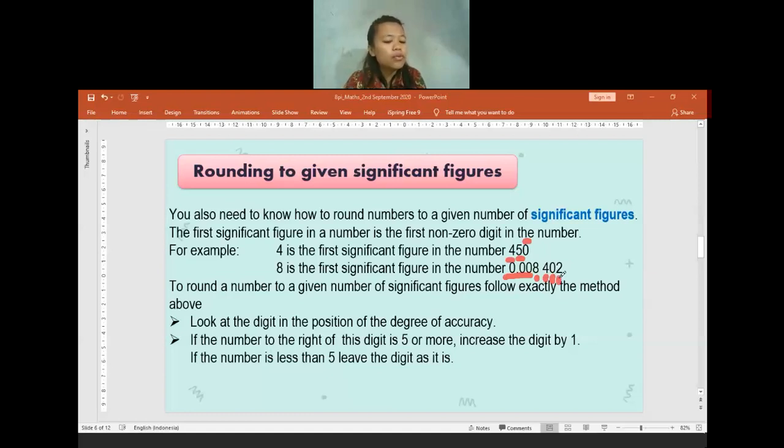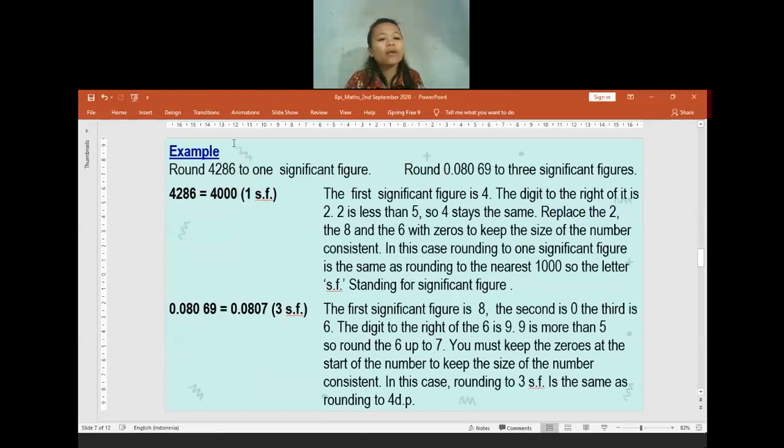Is it confusing, or maybe I talk too fast? Okay. As long as you understand which digit is significant and which digit is not significant, how you round off the numbers follows the same rule as when we round off to the nearest 10 or to the nearest decimal place. The rule is the same. The only difference is that we have to find where the significant digit is.